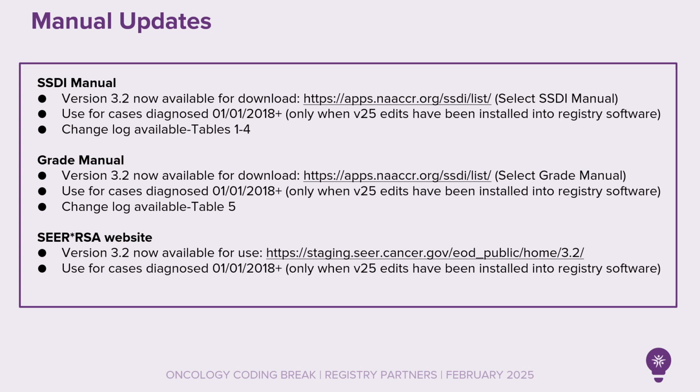Also available is the SEER RSA website version 3.2, and again, we are instructed to only use this when our V25 edits are installed in our software. You can use previous version 3.1 until version 25 edits are installed for SEER RSA as well.